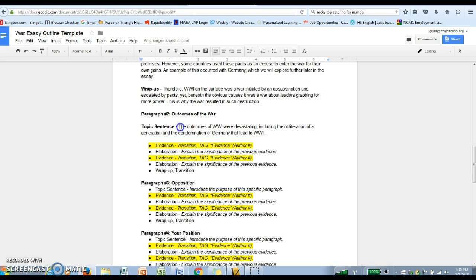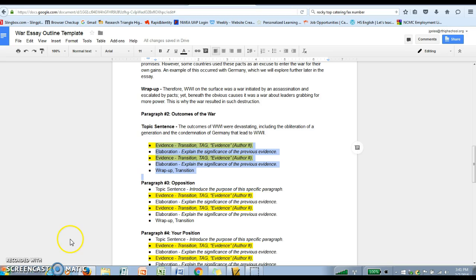So when writing your topic sentence, make sure that you're using word recognition and also utilizing the same type of tone so that your essay flows. Then also in your topic sentence, you want to make sure to indicate the 2 pieces of evidence that you will have in your paragraph, evidence 1 and evidence 2. From this topic sentence, you can see that the first piece of evidence will be about the obliteration of a generation. And the second piece of evidence will be about the condemnation of Germany that led to World War II. So the topic sentence indicates what the rest of the paragraph will be about.